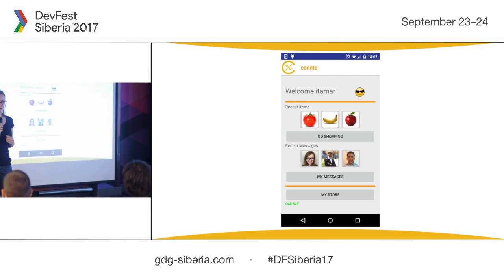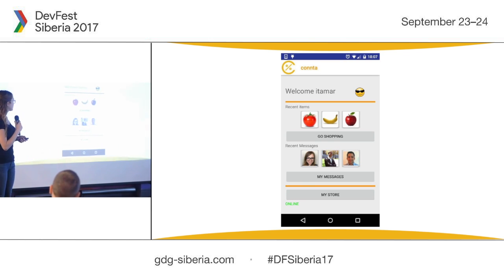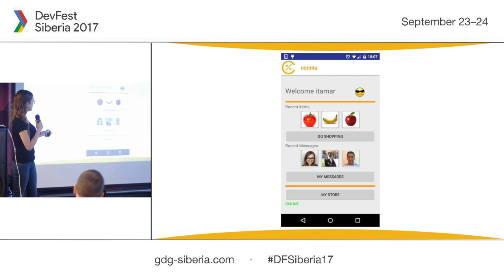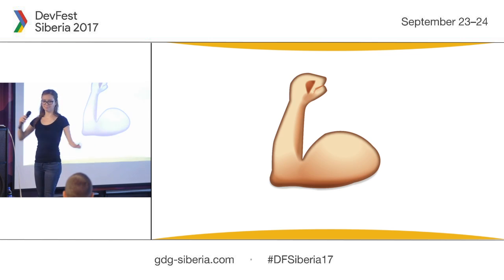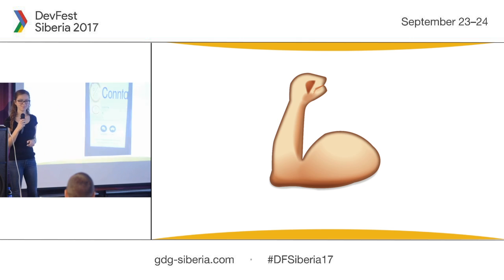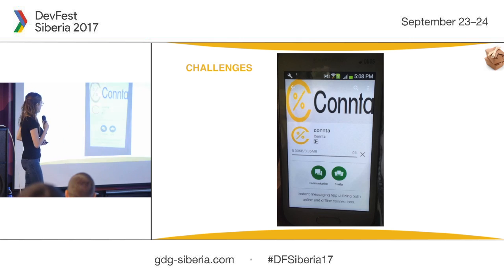This was the design of our app. Seems to be fairly simple. You have your user, you can buy stuff, you can sell stuff, and you can send messages, right? Simple. What could possibly go wrong? First thing that went wrong.